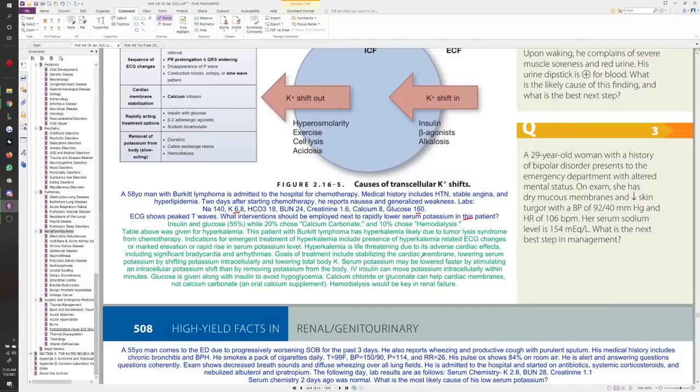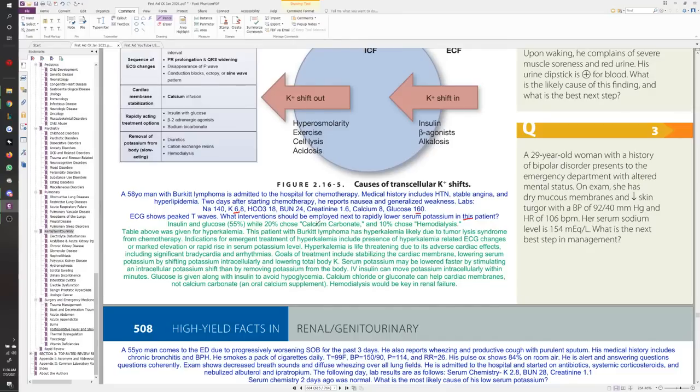Goals of treatment include stabilizing the cardiac membrane, lowering serum potassium by shifting potassium intracellularly, and lowering total body potassium. Serum potassium may be lowered faster by stimulating an intracellular potassium shift rather than by removing potassium from the body using furosemide. IV insulin can move potassium intracellularly within minutes. Glucose is given along with insulin to avoid hypoglycemia. Calcium chloride or gluconate can help cardiac membranes, but not calcium carbonate, which is an oral calcium supplement and just a tricky answer choice, right? And hemodialysis would be key in renal failure.